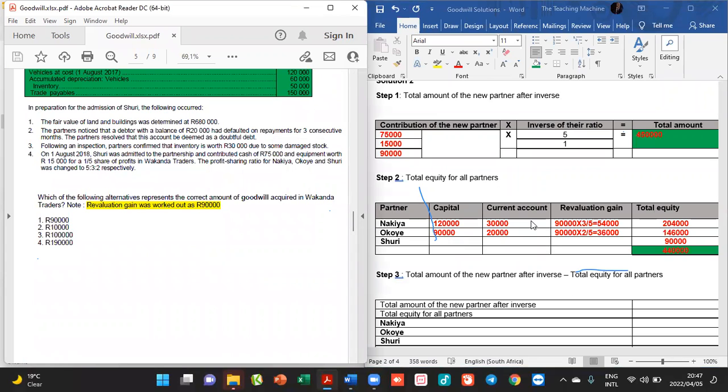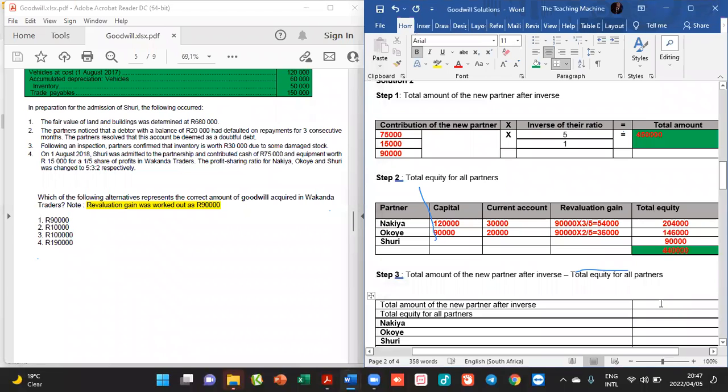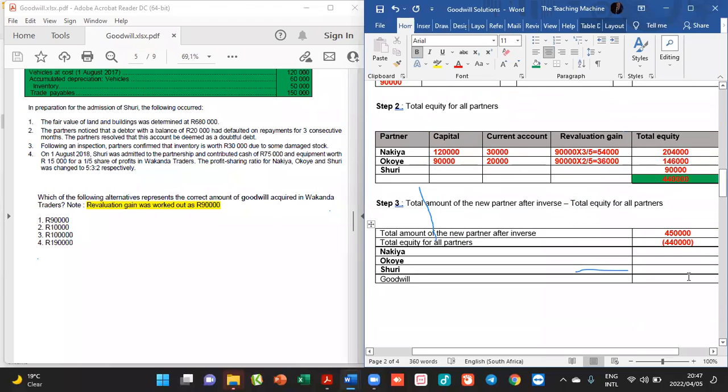$10,000. That's correct. How did they get 10,000? The total amount of the new partner after an investment was 450,000. The total amount of the equity we got is 440,000. So if you say 450 minus 440, it should give you goodwill of 10,000 rands.